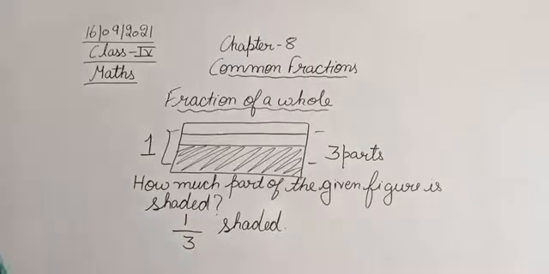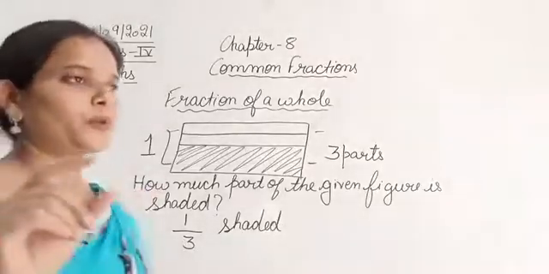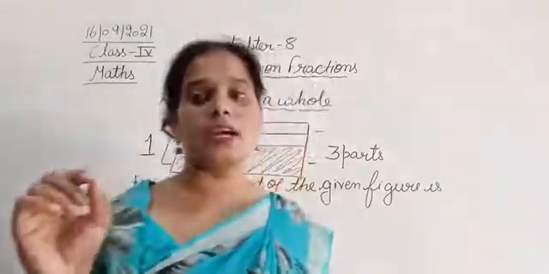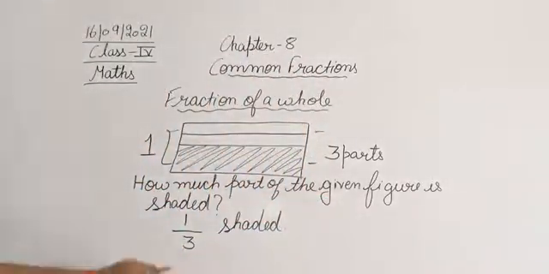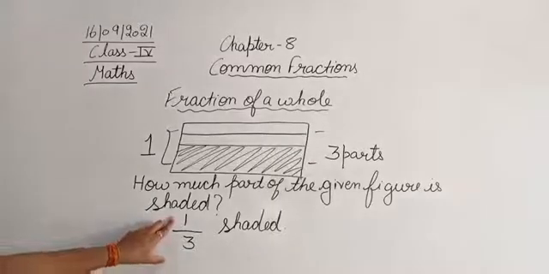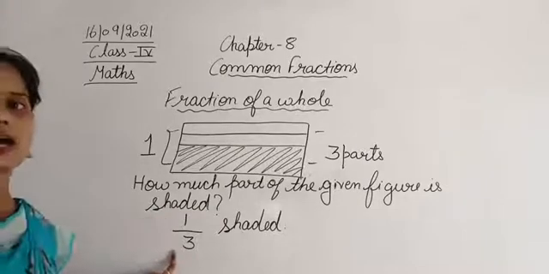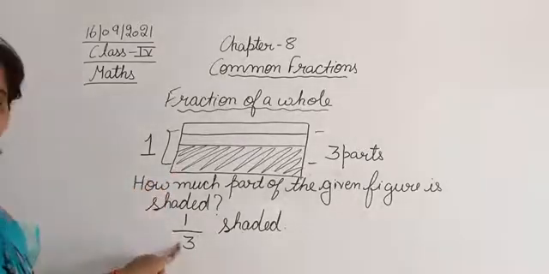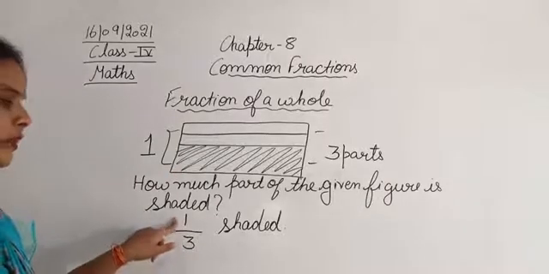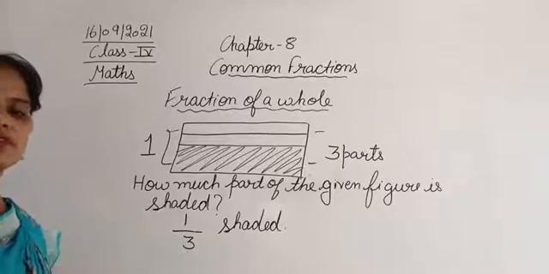And what will we call this? 1 upon 3. If you remember, in class 3 when we wrote fractions, you have to write what we call it, okay, 1/3, 1/6. Similarly, out of 3, 1 part is shaded. So if the question is how much part of the given figure is shaded, you will say 1/3 part of this given figure is shaded. 1 part is shaded out of 3. So this is how we define the fraction.